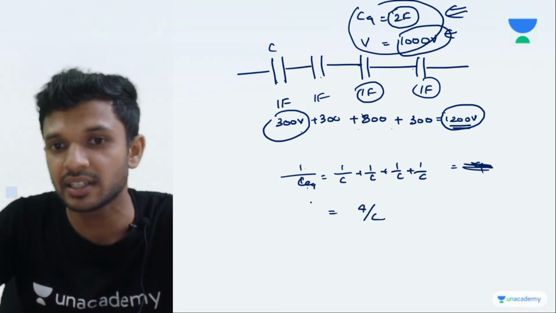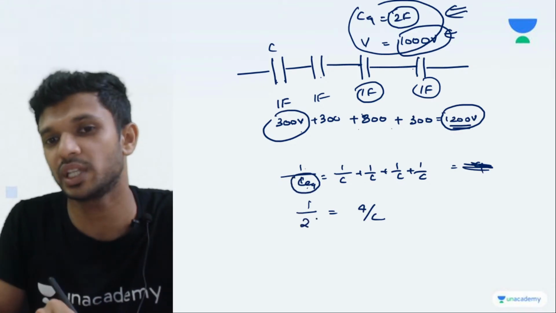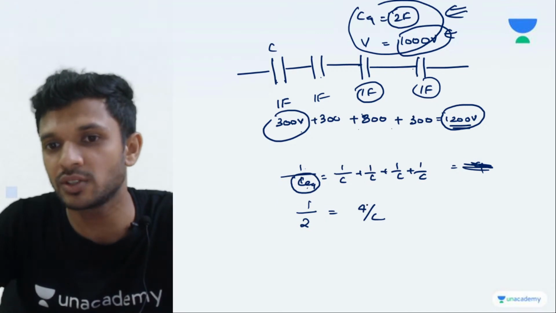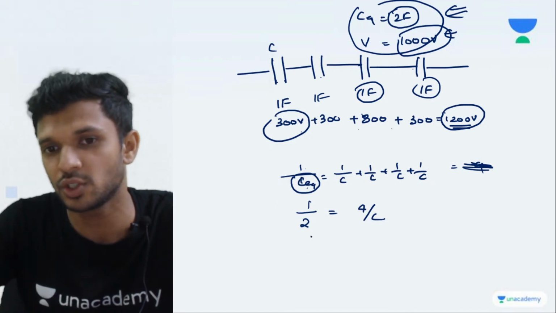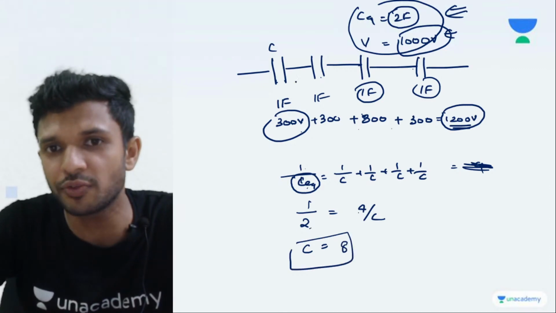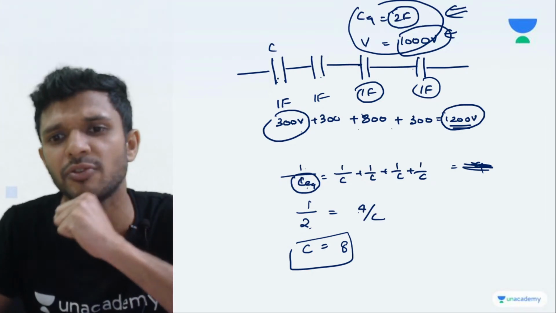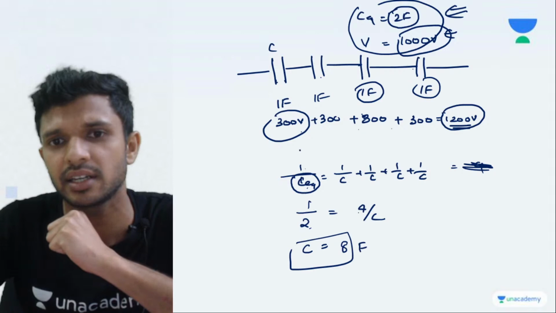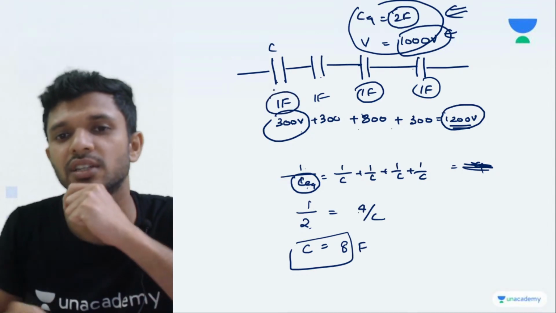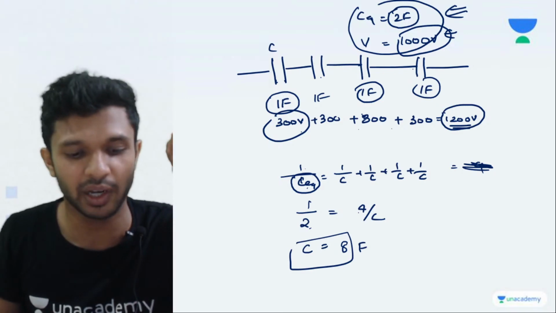The question is, what is the question? The equivalent capacitance should be equal to how much? 2. So let us substitute that. So 1 by 2 is equal to 4 by C. So what should be the value of C? 4 2s are 8. Which means each of these capacitors or this combination should have 8 farad. But it is given in the question that it is only 1 farad. So how can you make an 8 farad combination of capacitors?